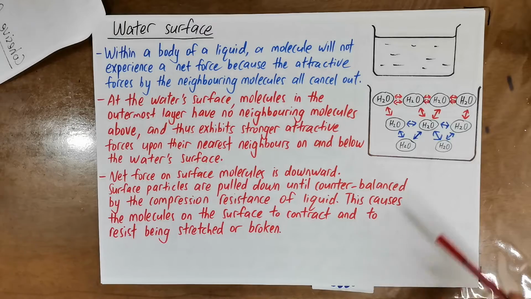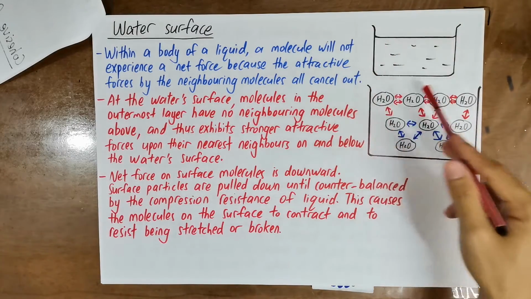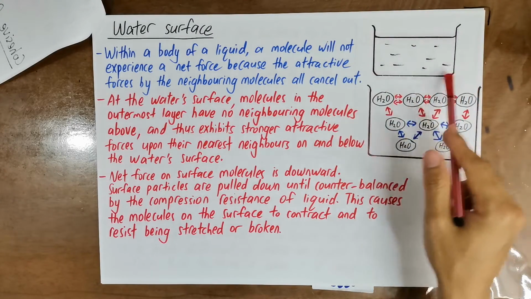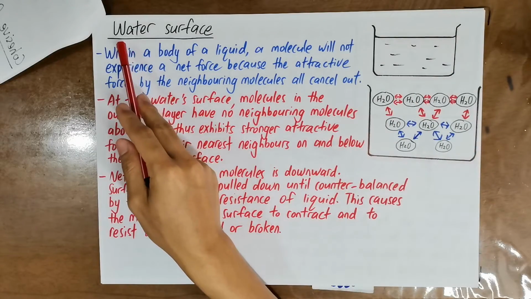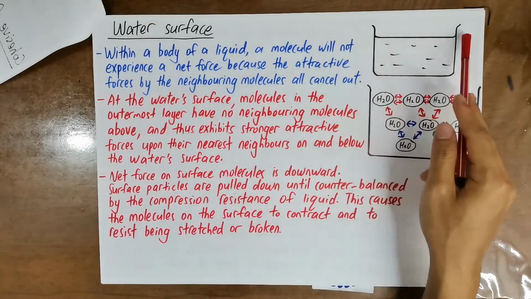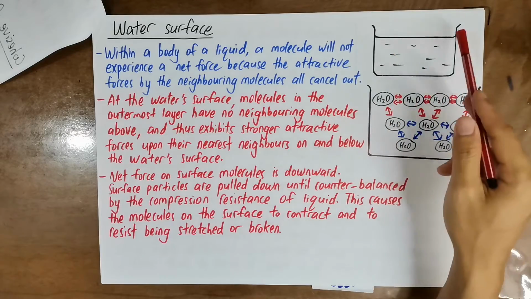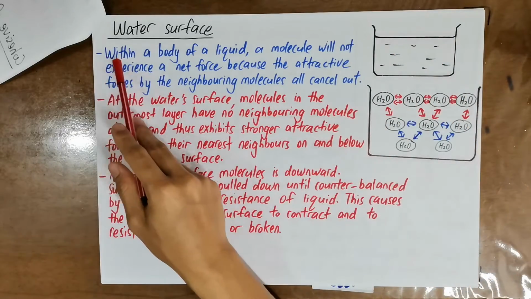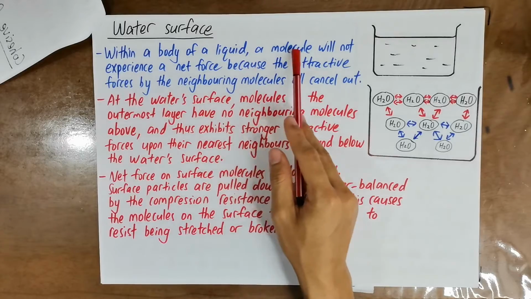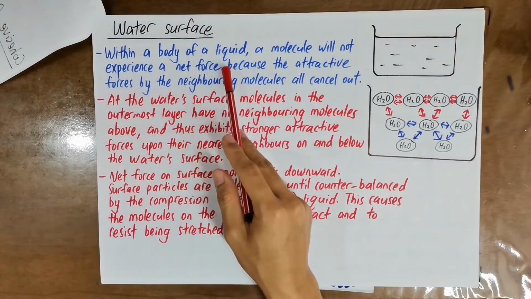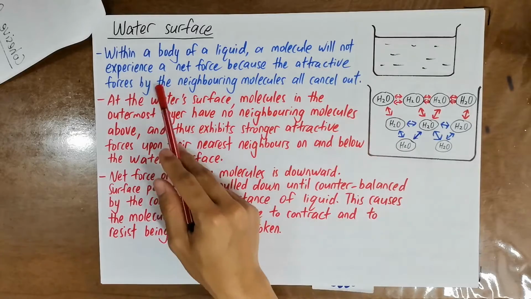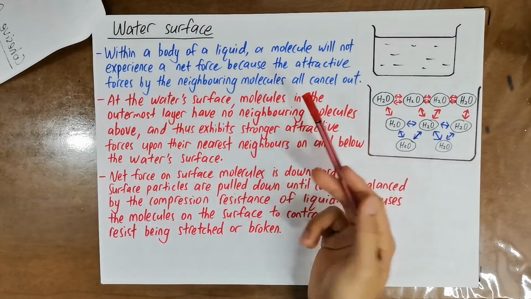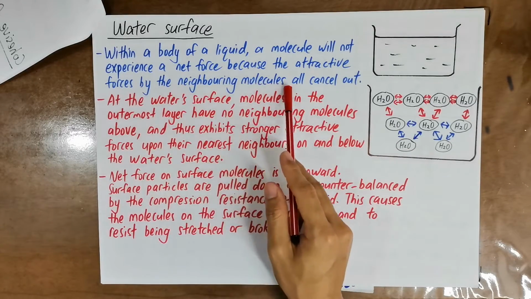So let's take a look at this. This is a beaker, and now you have some water in the beaker. Let's look at the surface tension of this water. Within a body of liquid, a molecule will not experience a net force because the attractive forces, which are the hydrogen bonds, from the neighboring molecules all cancel out.